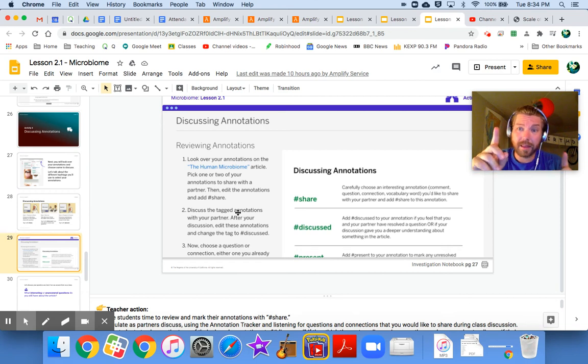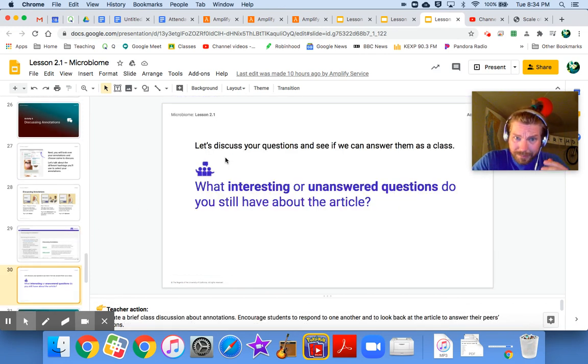Then please do this though. Write present on any of those annotations that you feel are worth noting and bringing up, that you'd like to talk about with the class. What interesting or unanswered questions do you still have about the article? Let's talk about this when we meet next as a full class. Please have something ready to share when we meet face-to-face, either on Thursday or on Friday, all right?